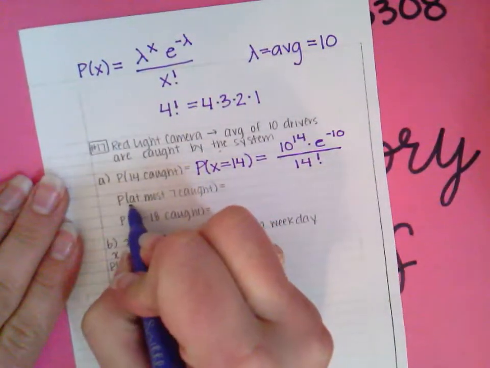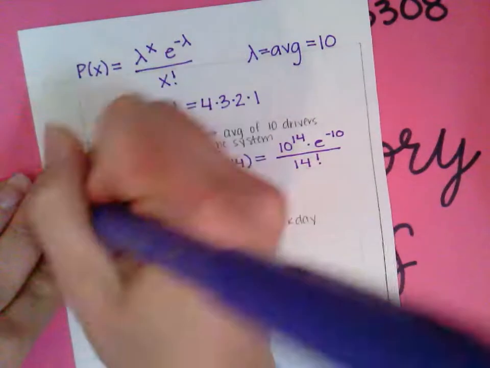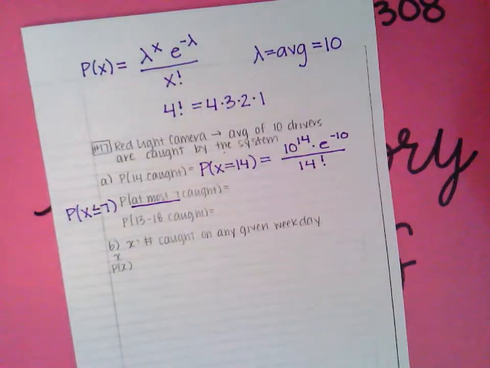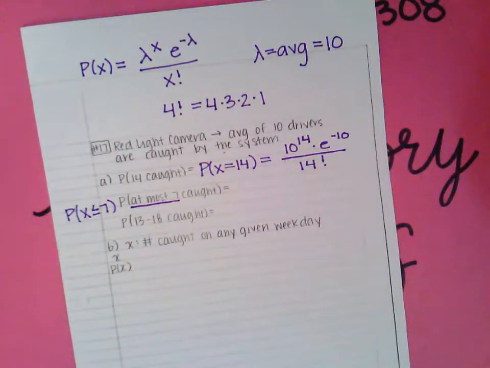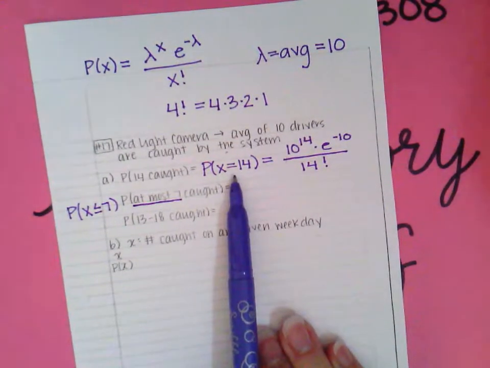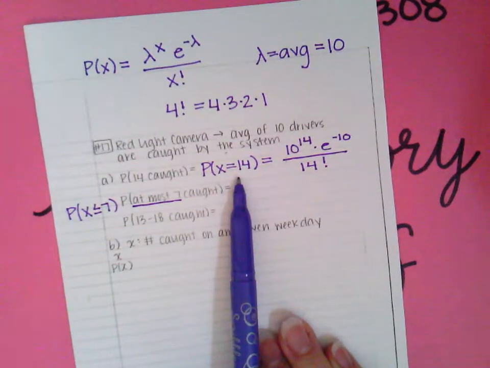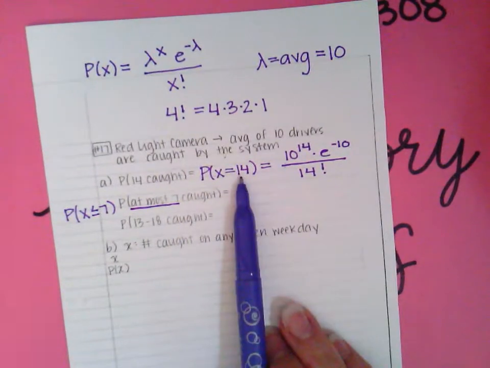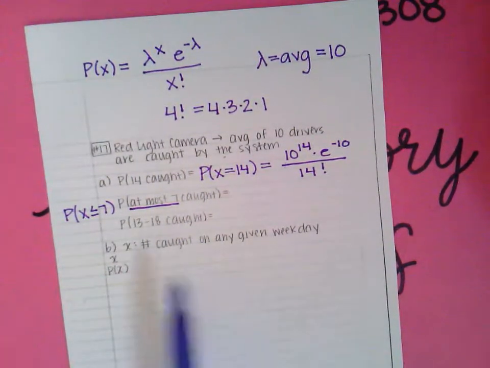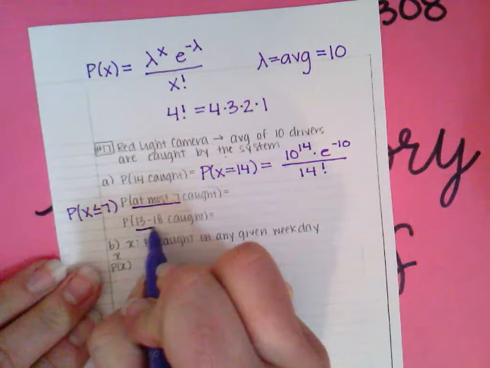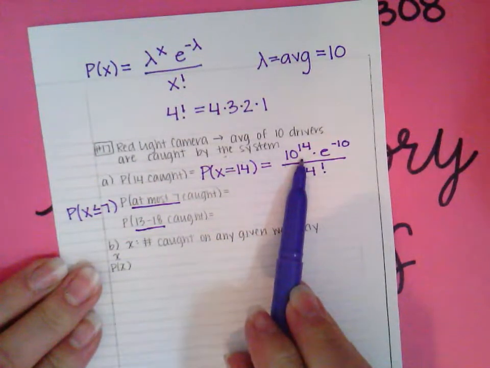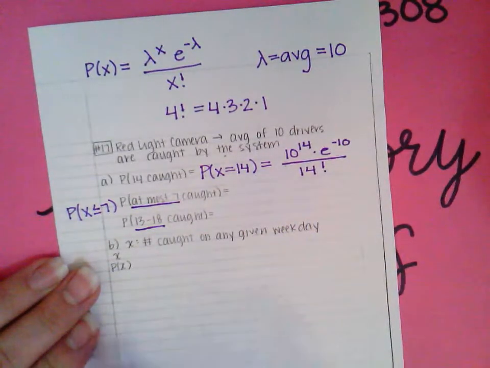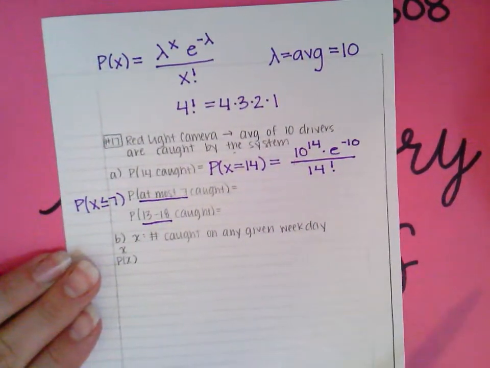Now, at most 7, again, is like probability x is less than or equal to 7. So what that means is we would have actually 8 different calculations here because you'd have to include 0. So you'd have 0, 1, 2, 3, 4, 5, 6, and 7. Add them all up. Here, probability between 13 and 18, you would do this exact same calculation for 13. Here's 14, 15, 16, 17, and 18. Add them all up, okay?